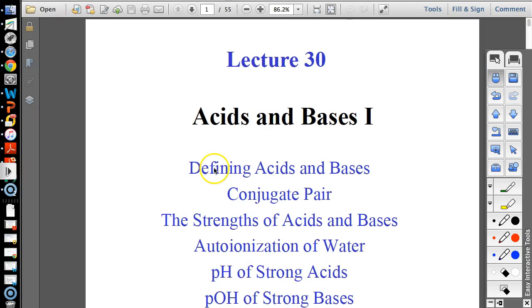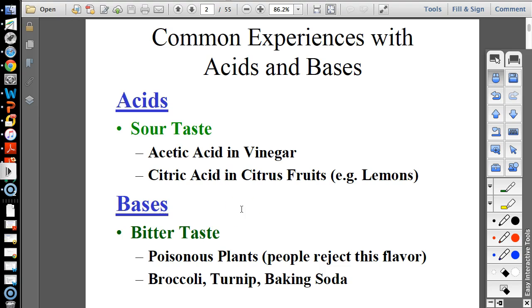Let me see if I can... oh, I fixed it. Sorry about that. You wish that on the AP exam they asked you which one tastes bitter and sour. That's not a question. Moving on.